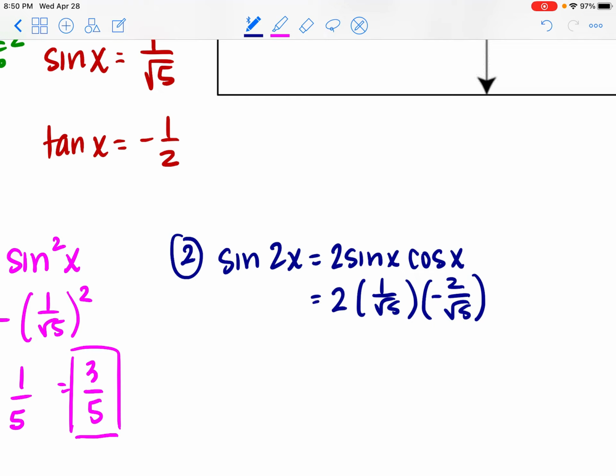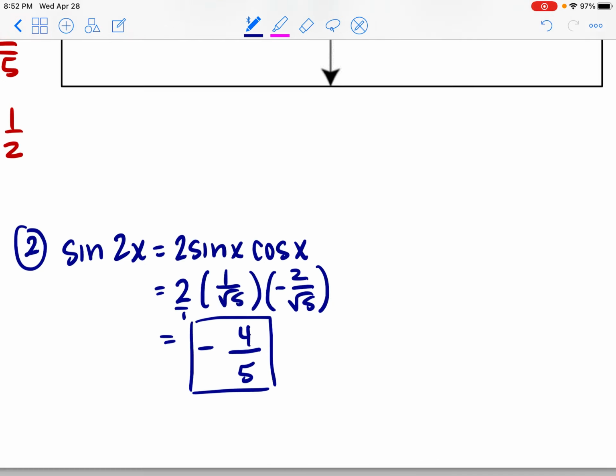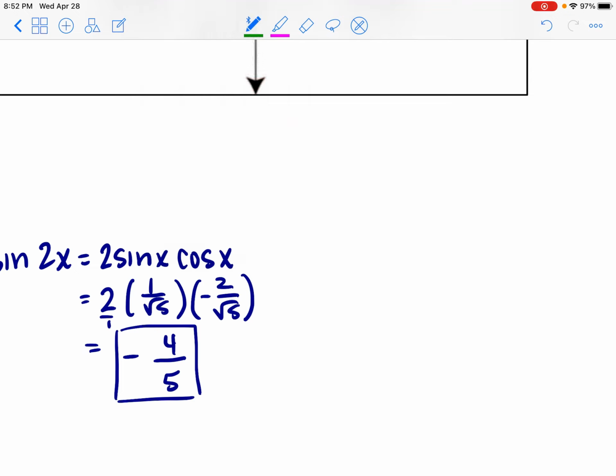So when I multiply here, this is a 2 over 1, so I end up with 4 on the top of the fraction. It's going to be positive, positive, negative, so negative 4 on the top of the fraction, and then radical 5 times radical 5 makes 5 on the bottom. So negative 4/5 is the value for the sine of 2x. And then lastly, let's look at the tangent of 2x.